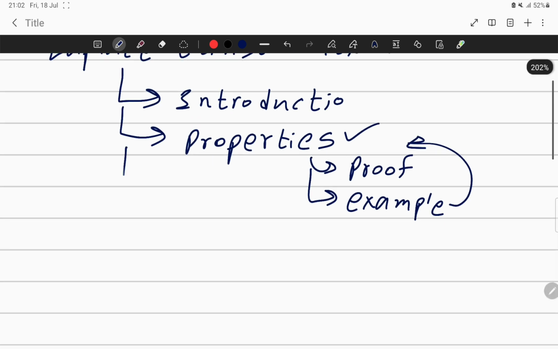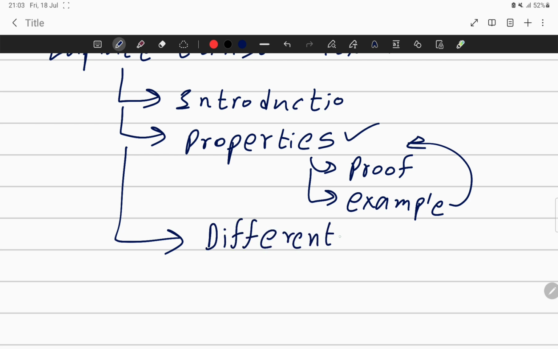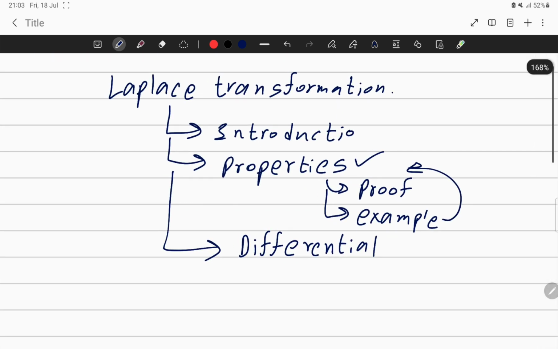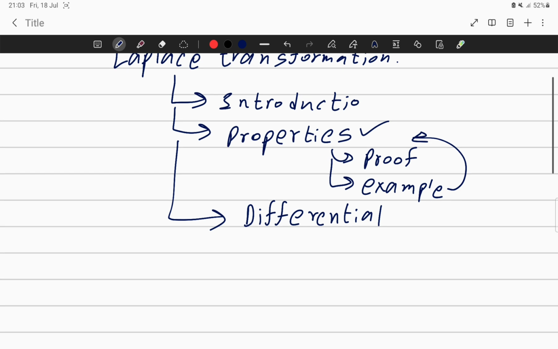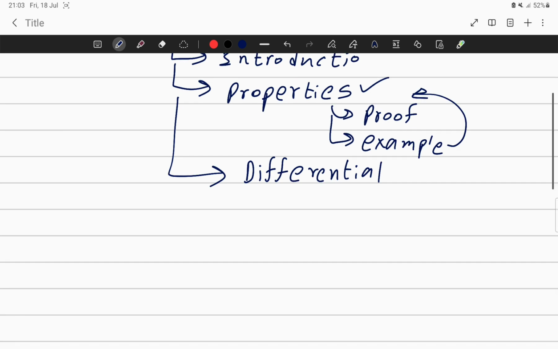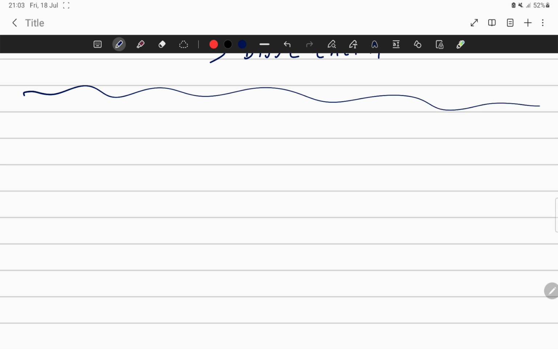After that I will talk about solving differential equations using Laplace transformation. In this video series I hope you will get some idea about, I think you guys will get a good impression of Laplace transformation, right? So let's then discuss what Laplace transformation is.